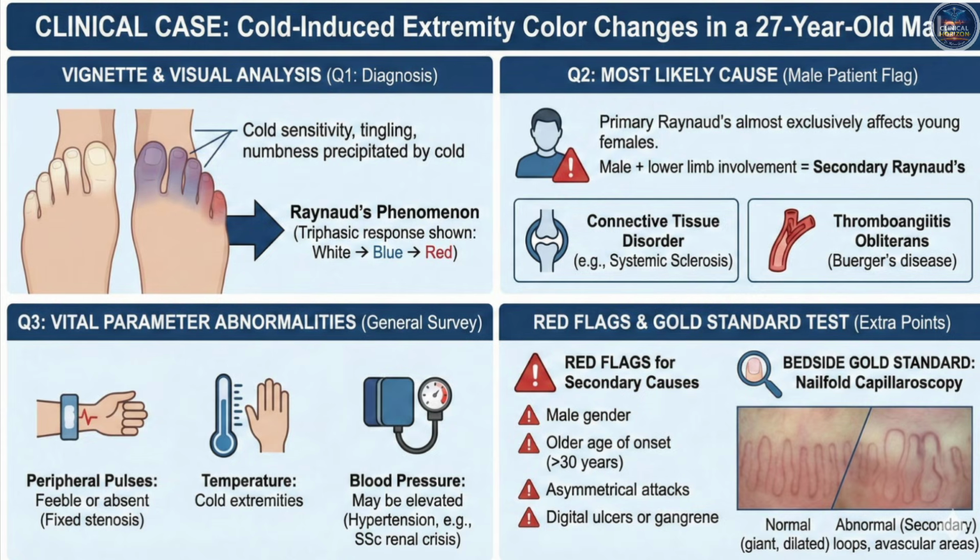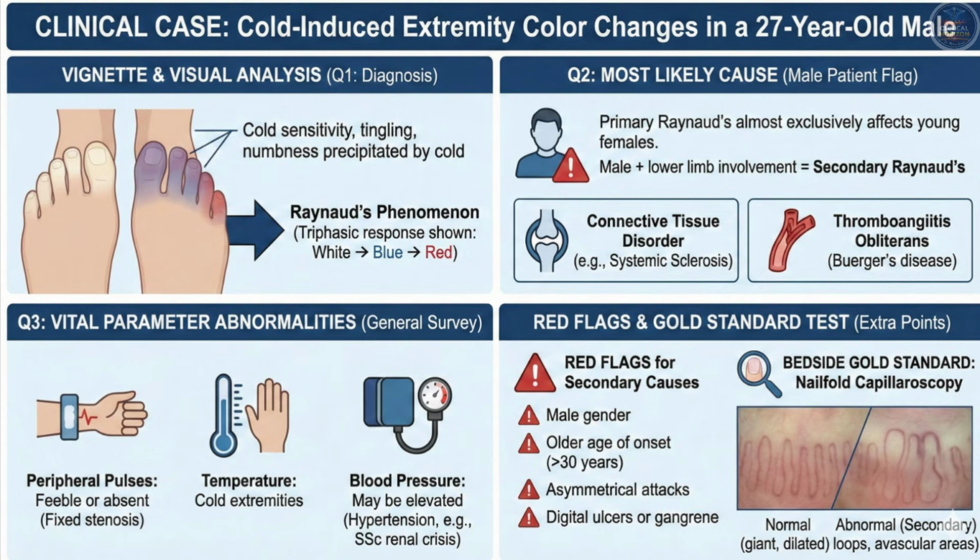First question asks, identify the abnormality in the image. Based on the classic presentation of cold-induced ischemia and cyanosis, the answer is straightforward. The answer to write, Raynaud's phenomenon. It describes the clinical event shown. The image beautifully captures two phases of the classic triphasic response, the white and the blue. White denotes the pallor or ischemia and blue denotes the cyanosis.